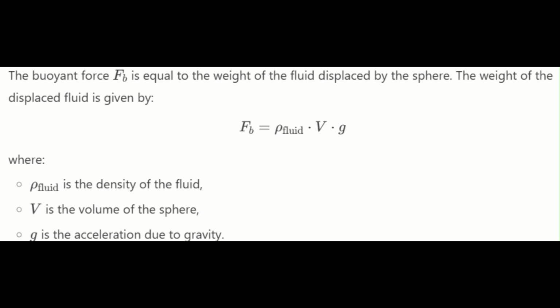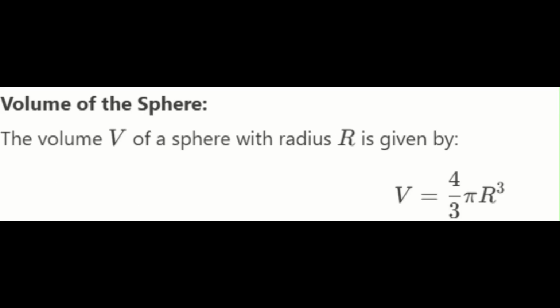So we know the buoyant force is equal to the weight of the fluid displaced. Weight is mg, where m is mass, and mass is density times volume. So the buoyant force equation, Fb, will be density into volume into acceleration due to gravity, Fb equals rho V g. Then the next step is to find the volume. The volume V of the sphere with radius R is 4 by 3 pi r cube. That's the volume of a sphere.